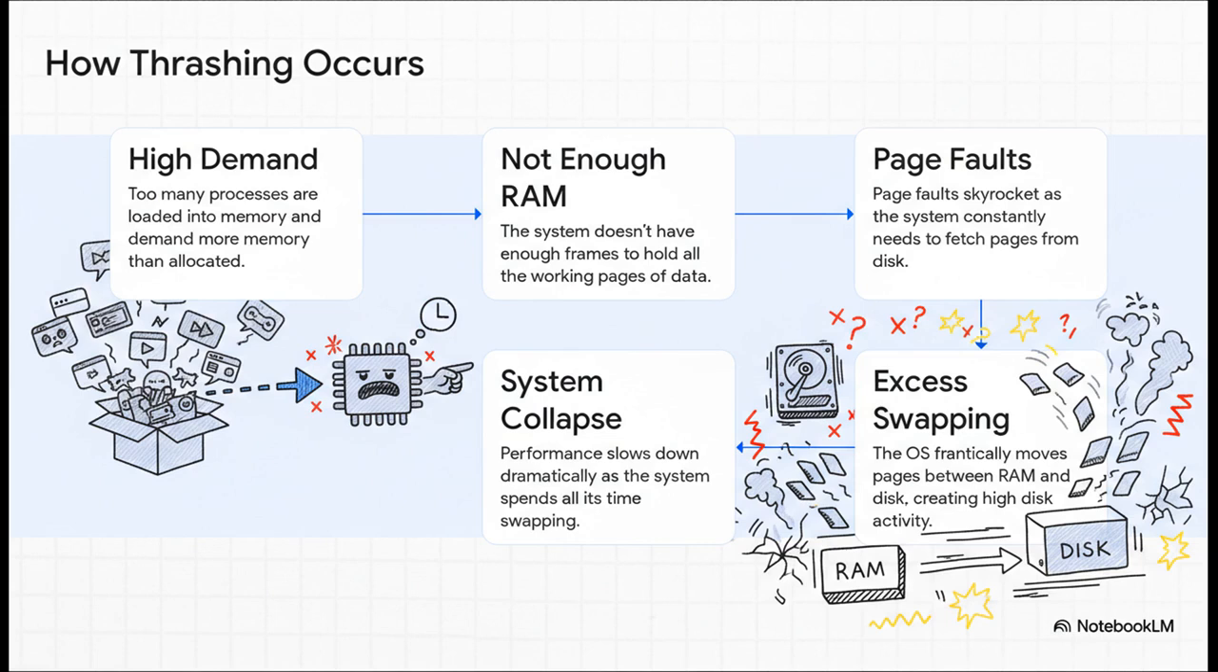So how do we get into this mess? Well, it's a total chain reaction. It starts with you trying to run too much stuff at once, and your RAM just can't handle it. This causes what are called page faults all the time. That's basically the CPU going, hey, I need this piece of info, but it's not in the fast RAM, so it has to go digging for it on the slow disk. The OS just starts panicking, swapping stuff back and forth like crazy, and boom, your whole system's performance just tanks.